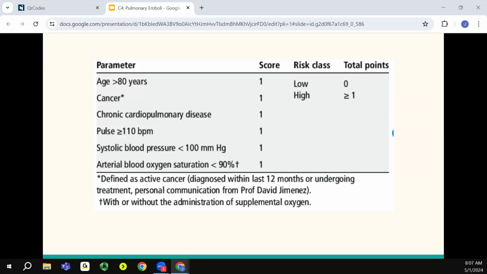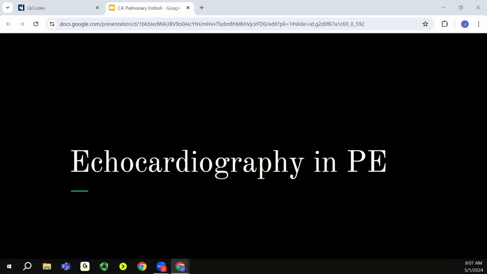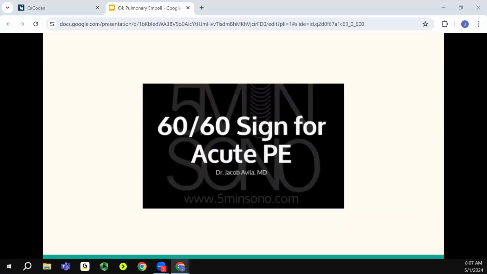And again, this is all to sort of frame the next topics that we're going to be talking about. But from here, it's a pretty hard pivot out of this classification. What I do want to start with today is echocardiography in PE, specifically the 60-60 sign for acute PE. It's something that I think we talk about a lot, but we don't practice a ton. And so I'm going to talk about how you actually take these measurements and then the data behind it.